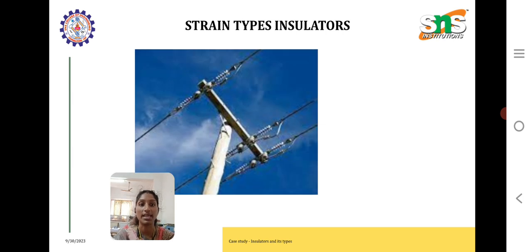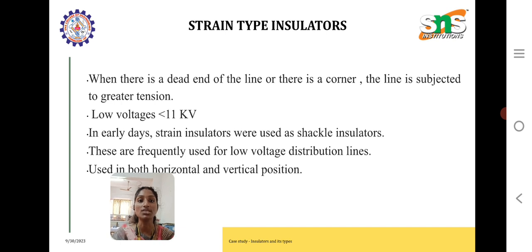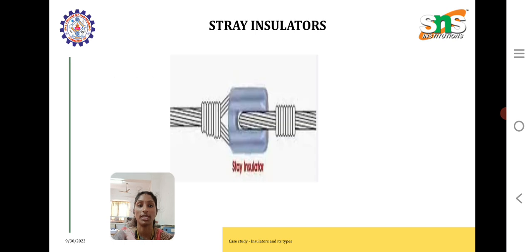Next is strain type insulators. At the starting of the pole, the transmission line is connected with strain type insulators as shown in the picture. This is used for low voltages, less than 11 kV, and is added at the dead end of the line, where the line will be under greater tension. In early days, strain insulators were used as shackle insulators, which is just another type. These are frequently used for low voltage distribution lines, and can be used in both horizontal and vertical positions. In the picture it is in a horizontal position. It can also be used in vertical positions.